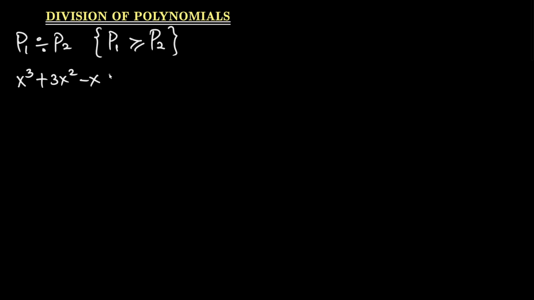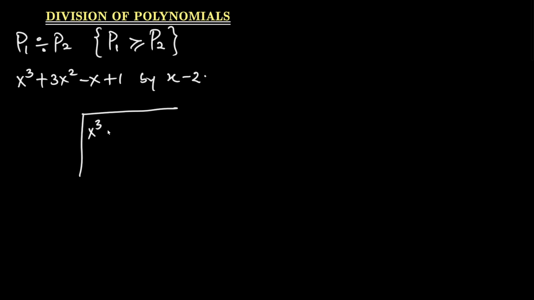To divide one polynomial by the other, that is, if we are trying to divide P1 by P2, it is worthy to note that the degree of P1 must be greater than or equal to the degree of P2. So take for instance, you are trying to divide x cubed plus 3x squared minus x plus 1 by x minus 2. You would notice that the degree of the first polynomial is 3 and the degree of the second polynomial is 1. So to divide this, all we just have to do is to use the long division method.